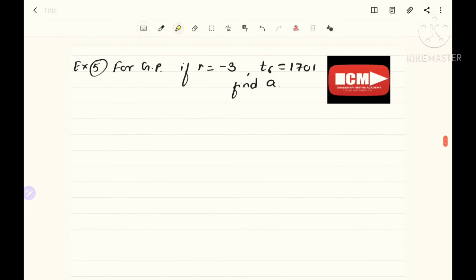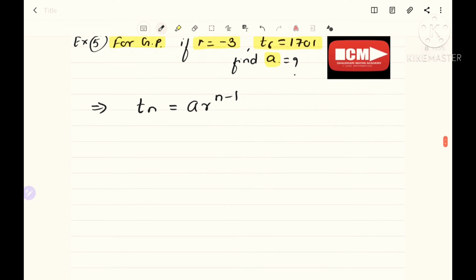Example number 5: the given sequence is in geometric progression. They provided you the ratio of that geometric progression, so r equals minus 3. Also they provided you the sixth term of that geometric progression, and they want the value of a. Okay, so here I am starting with the formula for the nth term of a geometric progression, and the formula is ar raised to n minus 1.